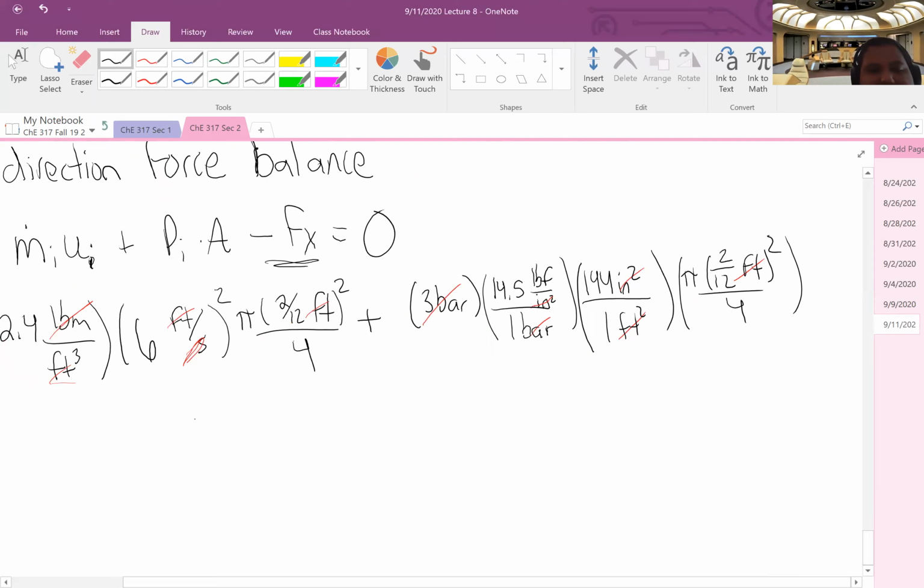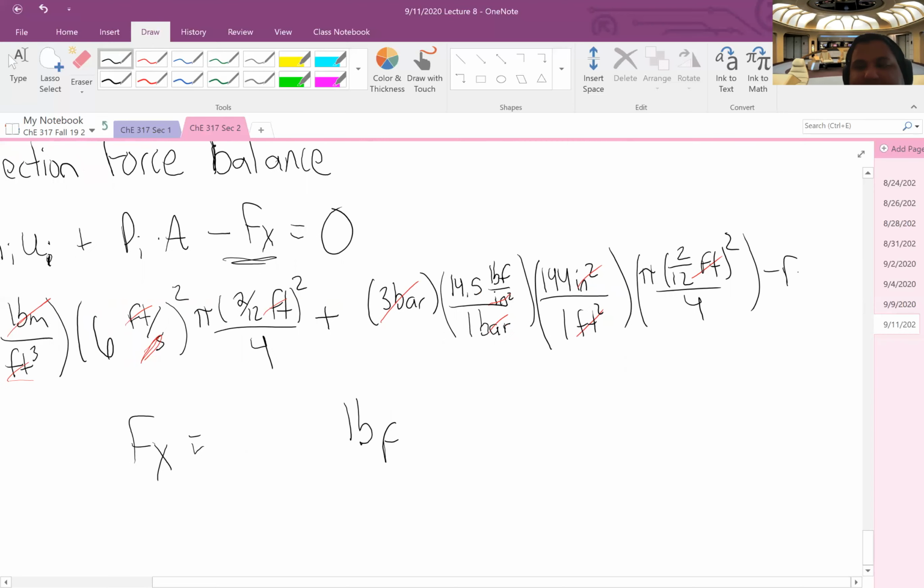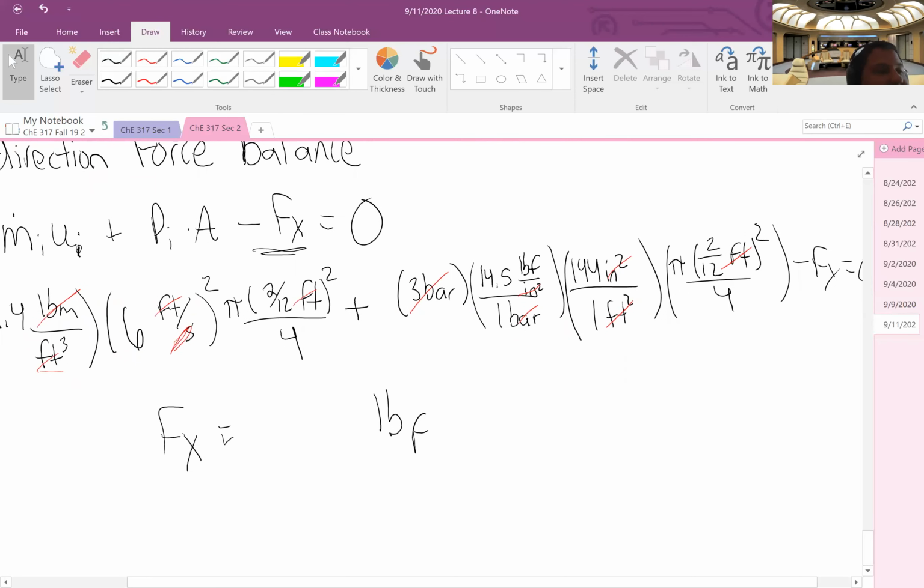So this leaves me with my F in the x direction in units of pound force, which is what I want. And I can say minus Fx equals 0. Add everything over, and I say Fx is equal to approximately 138.2 pound force. Or if you want, you can just say to the left.